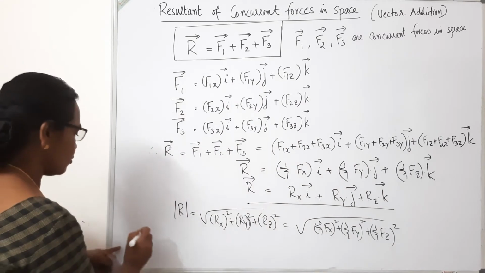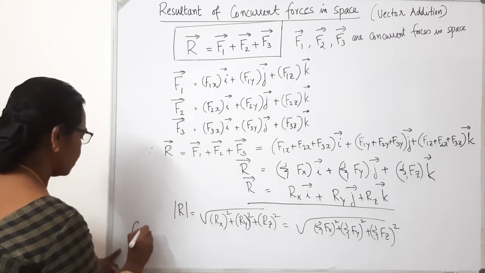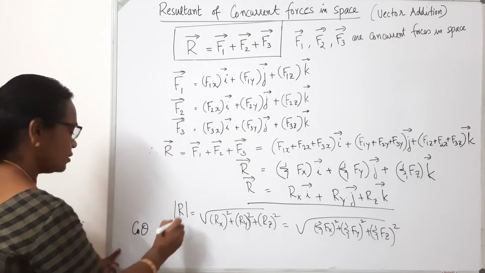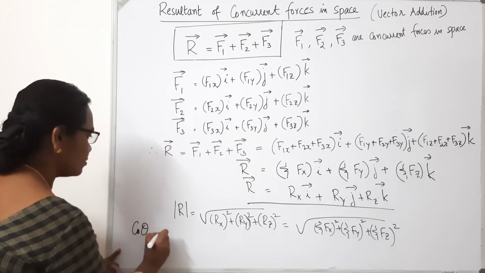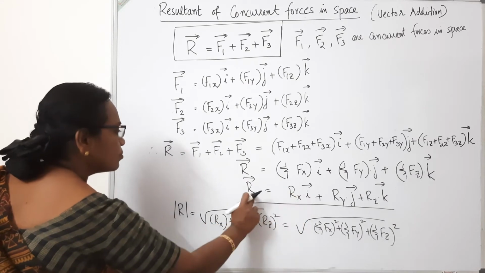Now the direction cosines. If you want the direction cosines or the direction of the resultant, it's a vector, so you should mention the direction also. Cos theta x is nothing but Rx by R.